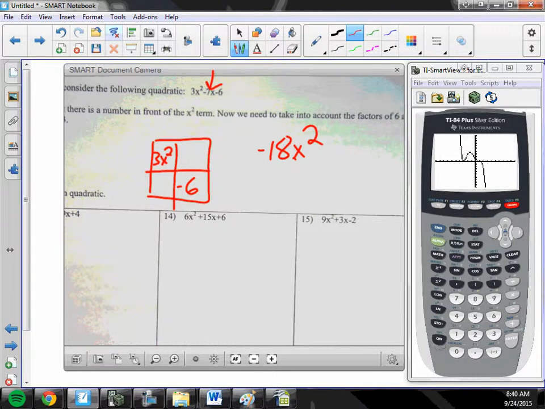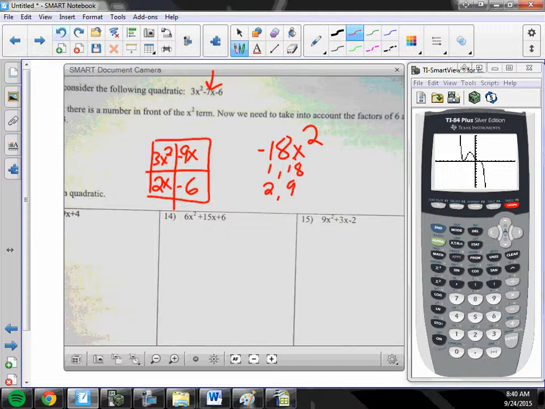So I go through the factors of 18. 1 and 18, does that work? No. 2 and 9, does that work? Yes. So which one gets the negative? So I'll put 2x, well, let's put 9x there. Sorry, I want to put negative 9x here, and 2x there.